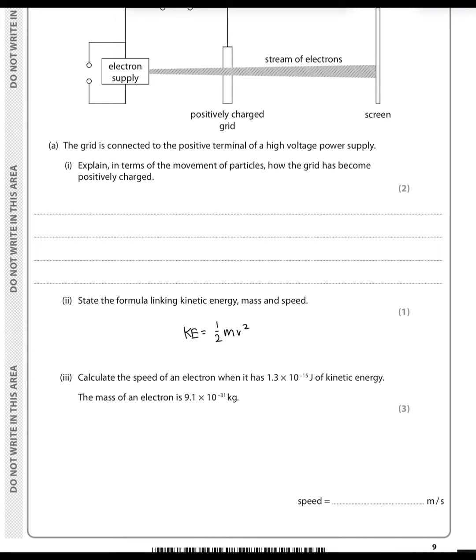So we rearrange the formula. v squared is equal to 2KE over m, and v is the root of 2KE over m. And if we plug it in, we have the root of 2 times 1.3 times 10 to the power of minus 15, all this over the mass, which is 9.1 times 10 to the power of minus 31. And our v is going to be 5.3 times 10 to the power of 7 meters per second.